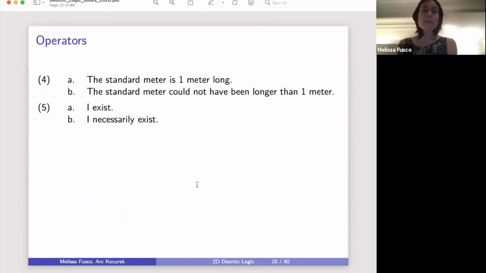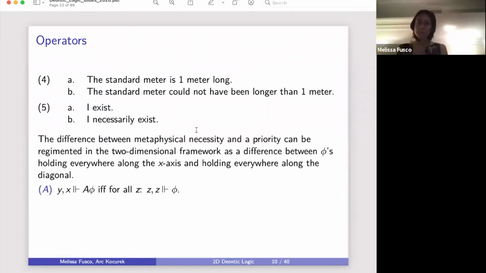Obviously, there are more examples. Here are more, right? Sort of the Wittgenstein sentence, the standard meter is 1 meter long, back when there was a standard meter. That seems true, however long it is, but it seems false that the standard meter could not have been longer than a meter. I know for Cartesian reasons that I exist, I wouldn't want to conclude that I'm a necessary being. You know, the A sentences seem good, the necessitations of them don't seem so good.